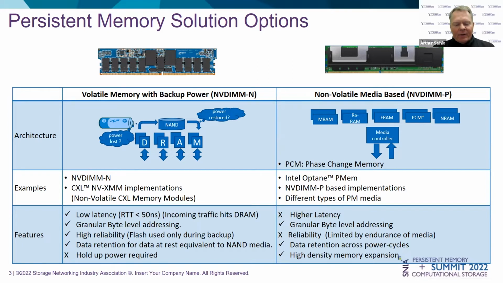And then on the right, you have the non-volatile media-based solution. So typically that's the Intel Optane PM, which is used widely across the industry today. It has slightly higher latency but it also does have high density and granular byte level access. So both of these solutions are used across the industry today.